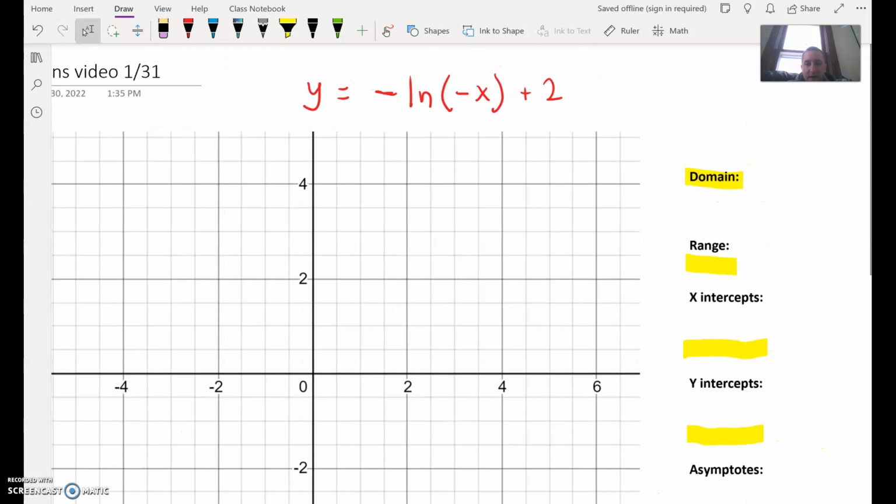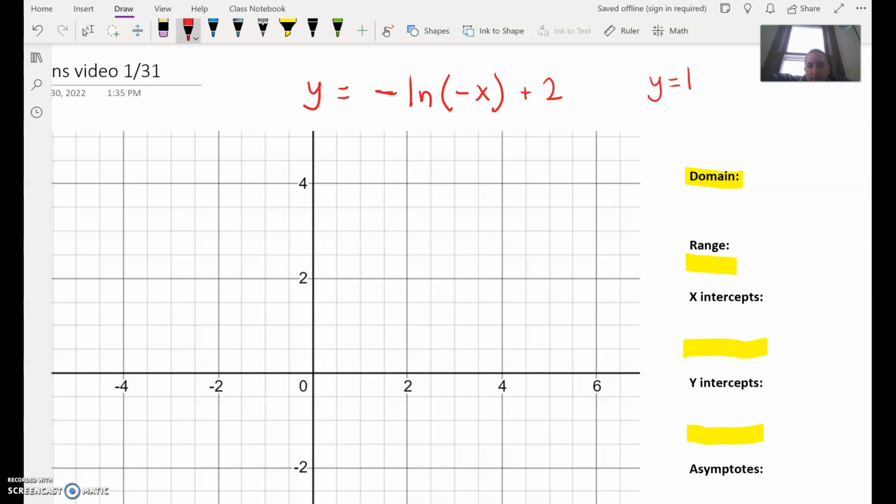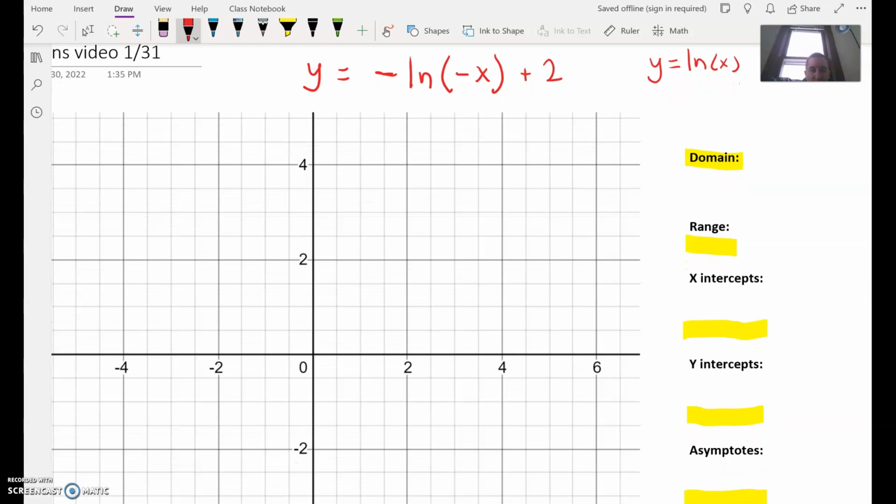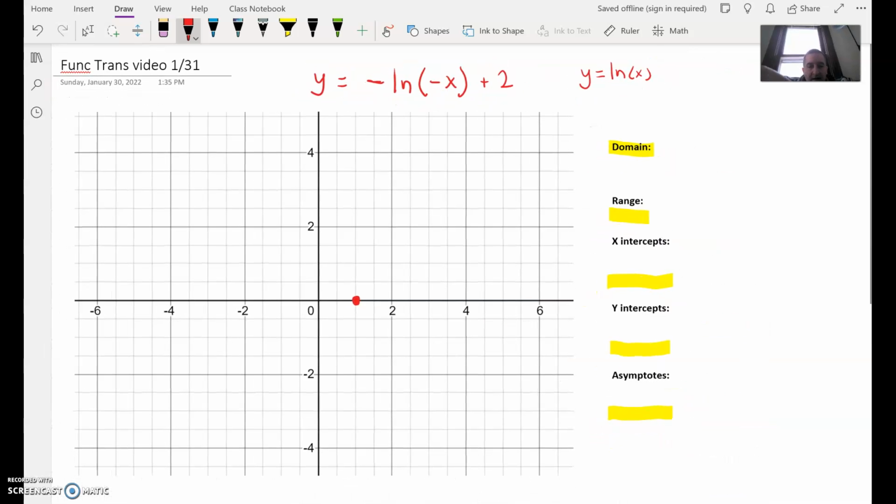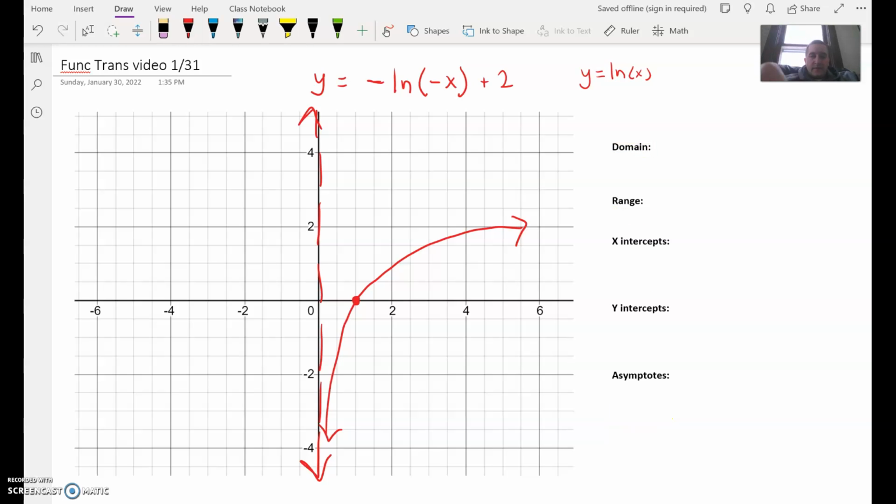A natural log graph, which is ln of x, goes through the point 1, 0, excuse me. It has a vertical asymptote down the y-axis, and it looks like this. That is the basic graph. But notice we are reflecting it over the x-axis and the y-axis, and then we're shifting it up too.